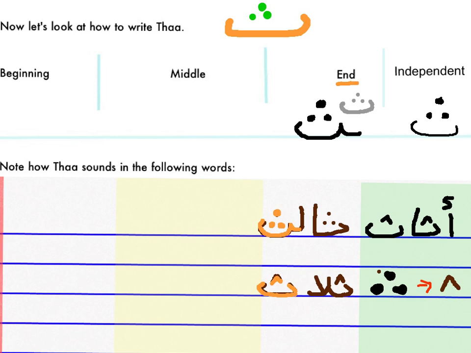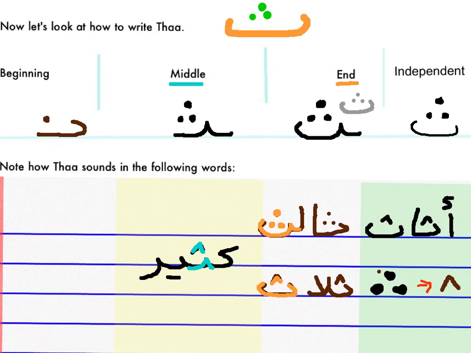When tha is in the middle, it looks like this. Example, kathir, which means a lot. And finally, when tha is at the beginning of the word, it looks like this. Example, thelj, which means ice.